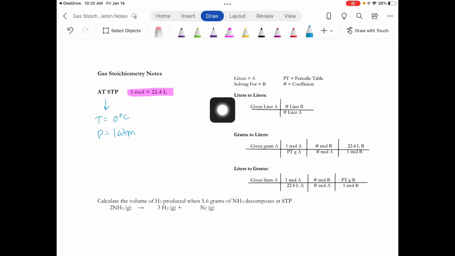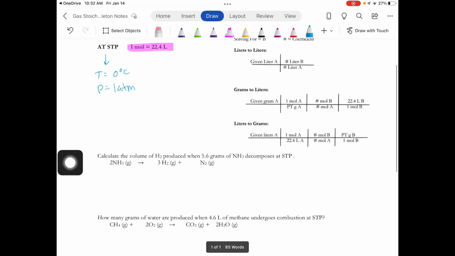So very similar to before, I have these. The things that will change is the fact that you'll have that 22.4 liters in it, except for the one when we go liters to liters. That'll be very similar to your moles to moles where you use the coefficients in the balanced reaction.